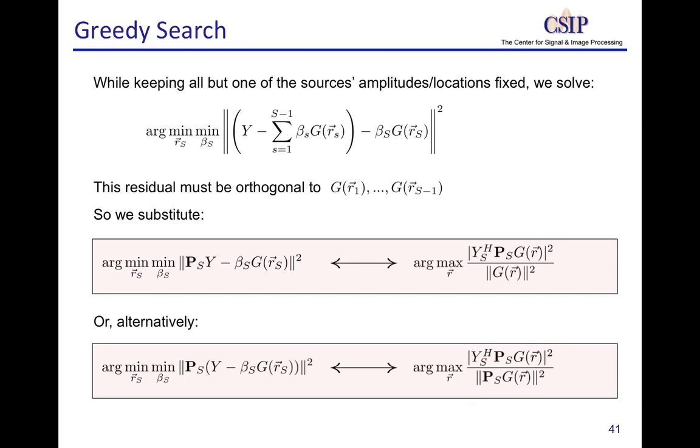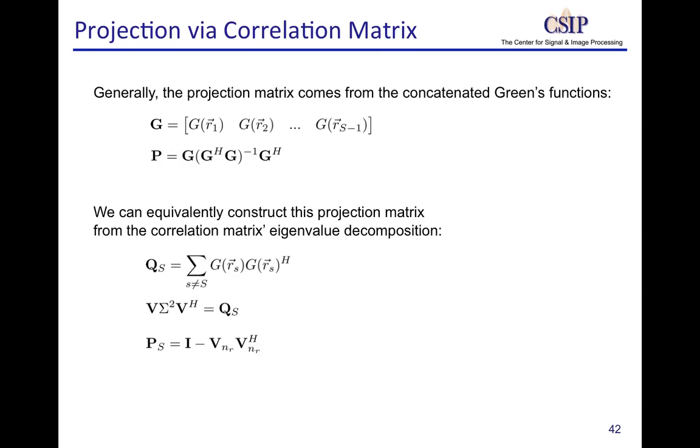So alternatively, we can apply this projection matrix to both the data vector and the Green's vector if we want to jointly estimate both the source amplitudes that are corresponding to the known source locations and the new source location. So we can construct this projection matrix from the concatenated Green's functions. So if we just place all of these Green's functions together and apply this pseudo-inverse from G to itself, we can construct this projection matrix.